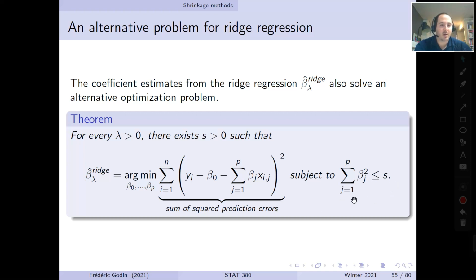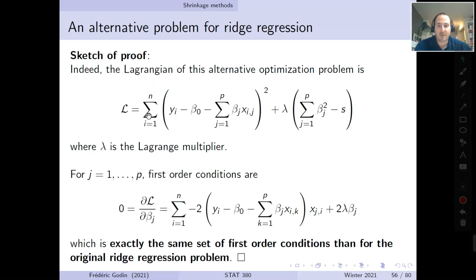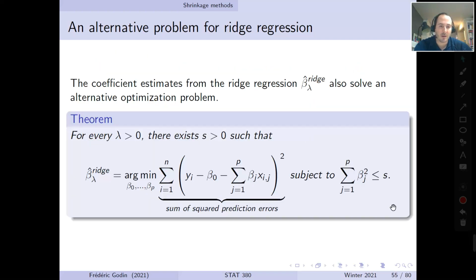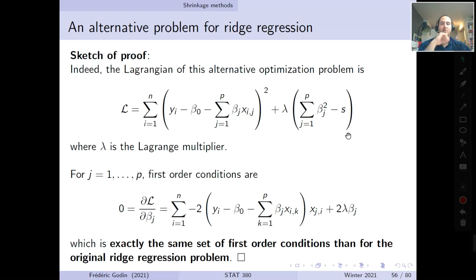Because to define the Lagrangian, you take the original objective function plus lambda, where lambda stands as the Lagrange multiplier, times the constraint here that must be either greater or equal, or here it's smaller or equal to 0. And once you have that Lagrangian, to find the answer to the optimization problem, you have to differentiate with respect to all of the betas.